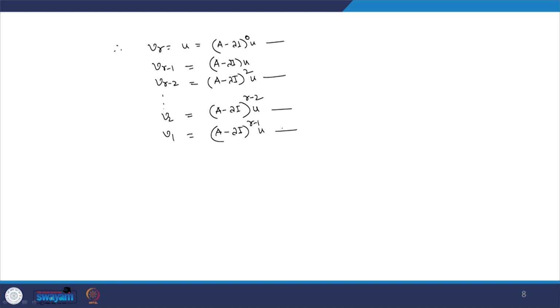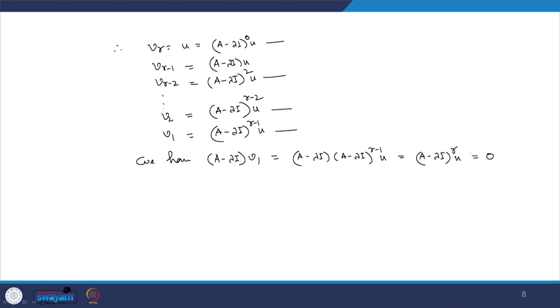So, I have introduced R vectors V1, V2, ..., VR. We have (A − λI) operating on V1, according to my definitions from above. This is equal to (A − λI)(A − λI)^(R−1) operating on U, which is equal to (A − λI)^R U. So, we have (A − λI) operating on V1 finally equal to 0.